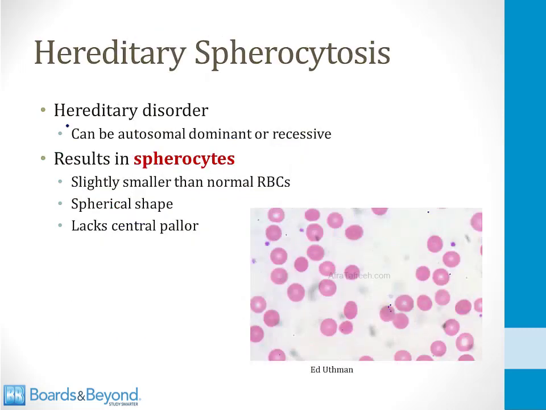Our final intrinsic cause of hemolysis that we'll discuss in this module is called hereditary spherocytosis. This is a hereditary disorder. As the name implies, it tends to run in families. It can be autosomal dominant or recessive, and it results in the formation of spherocytes.